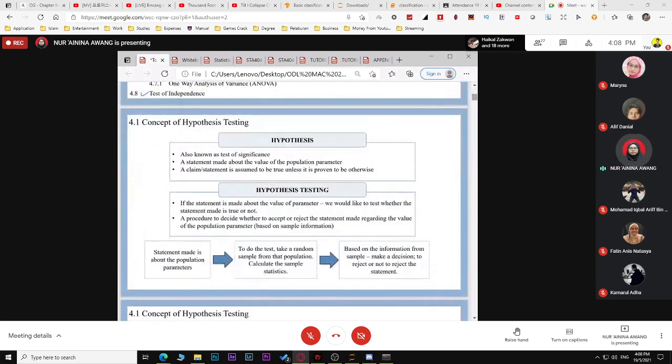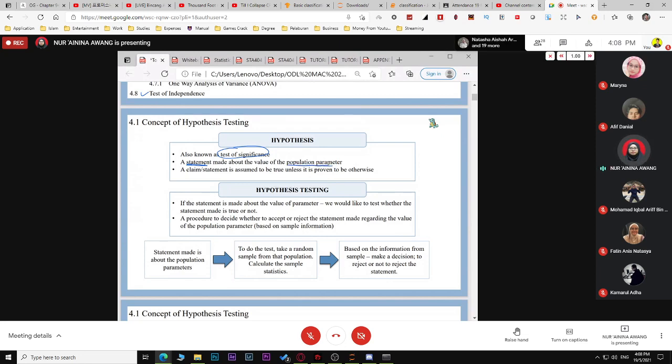So what is actually hypothesis testing? Hypothesis is also known as test of significance. So another name for hypothesis is test of significance. And here, hypothesis is a statement made about the value of the population parameter. So actually a hypothesis is a statement. A statement of what? A statement of the population parameter.